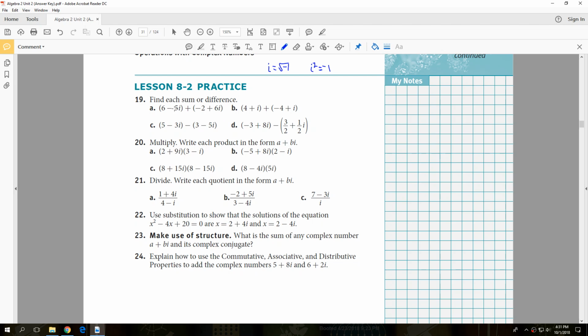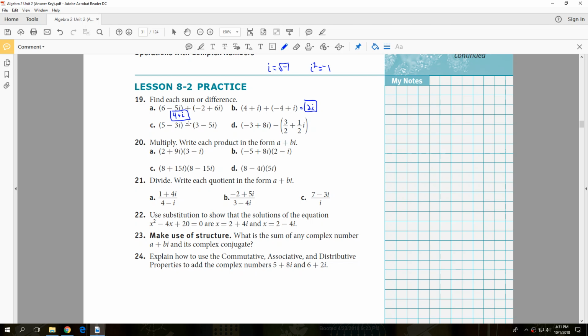So for number 19, we'll go ahead and add, and these are pretty basic. You're just going to combine like terms. Okay, so 6 minus 2 would be 4. And then -5 plus i plus 6i would be plus 1i or plus i. Okay. B, same thing. So 4 minus 4 is 0. i plus i is 2i. So that's equal to 2 times i.